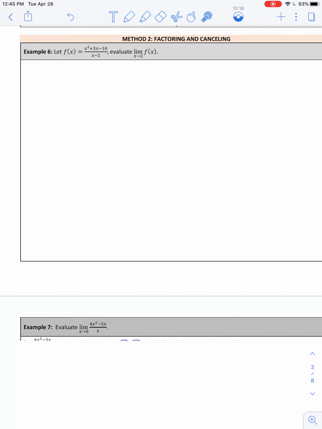Okay, so we're actually going to look at, in the next examples, I believe it's 6 through 9, method number 2 for analytically evaluating limits, this idea of factoring and canceling. Okay, so I notice that the function that we're taking the limit of has a numerator that is a factorable quadratic.